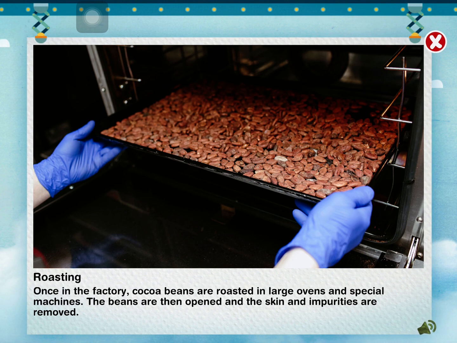Once in the factory, cacao beans are roasted in large ovens and special machines. The beans are then opened and the skin and impurities are removed.